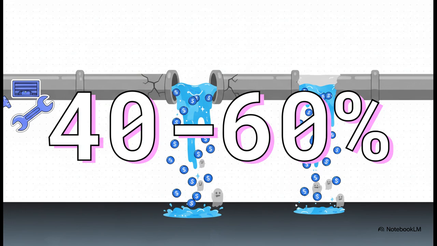And what's just wild about this is the sheer scale of the waste. We're talking 40 to 60%. For businesses like plumbers or electricians or HVAC companies, that means almost half of their ad budget is often going to clicks that have absolutely zero chance of ever becoming a paying customer. That's not a leak, that's a massive hole in the bucket.